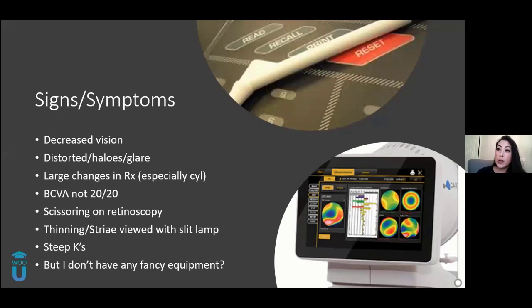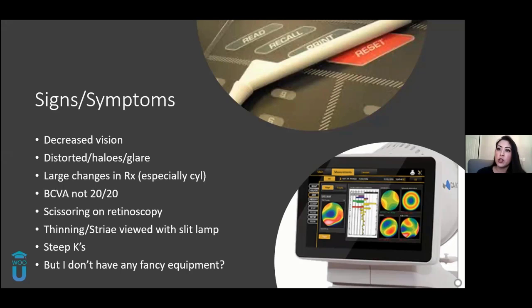Of course, if you're doing a slit lamp exam and you see that the cornea might be a little bit thin, or you see some stria, that's also cause for concern. If you notice their Ks are steep, in school we're taught that once they get to 47, 48, 49 on that autorefractor, that's a red flag. But some of the current research actually shows that keratoconus patients can have Ks that are even less than that. So that's not totally the gold standard anymore.